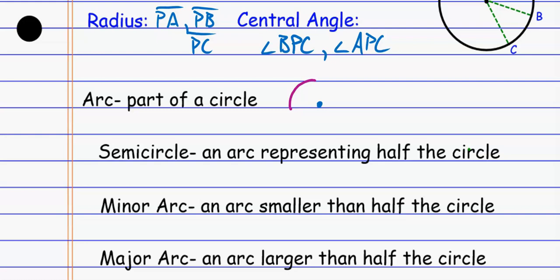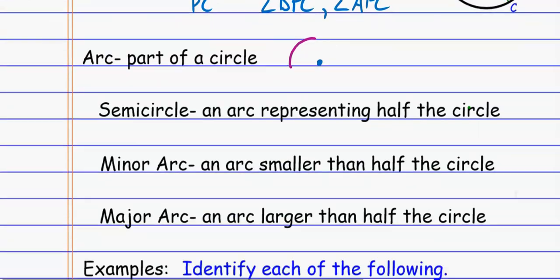So there's a couple arcs that we've probably already heard about. One of them would be a semicircle. A semicircle is half of a circle, and we have a special name for it just because it's one of those things that gets used quite a bit. So it's an arc that represents half a circle. That's an arc that we're probably familiar with. We've heard of semicircles before.